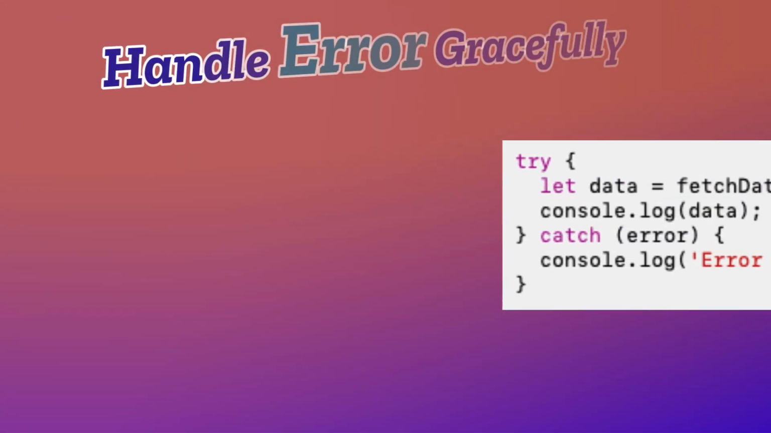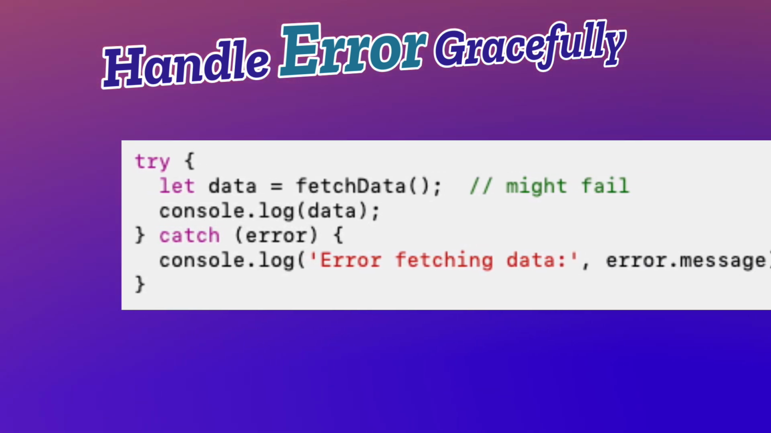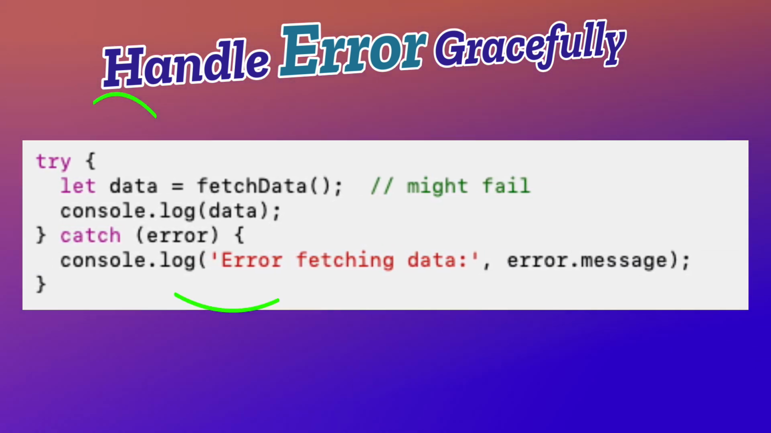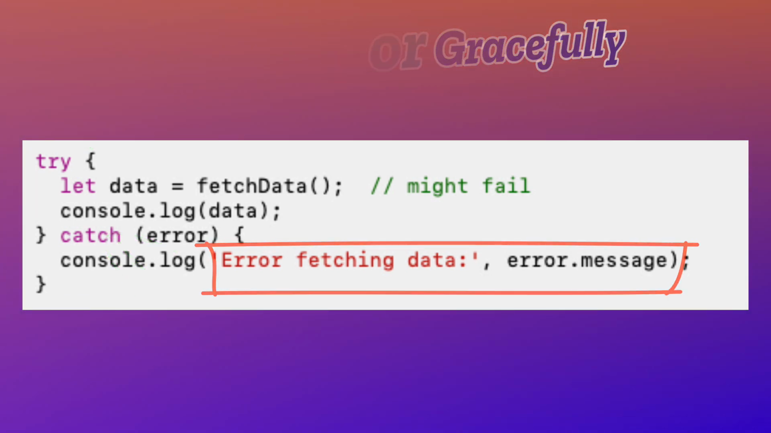Tip number 8. When writing code, always assume things can go wrong and handle errors gracefully. Use try-catch blocks for error handling and make sure to give meaningful error messages.